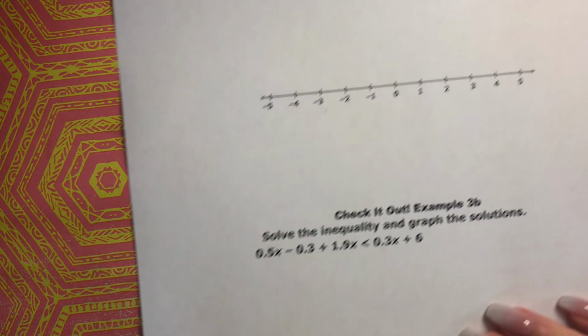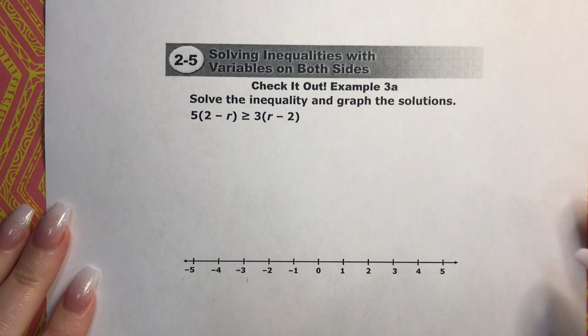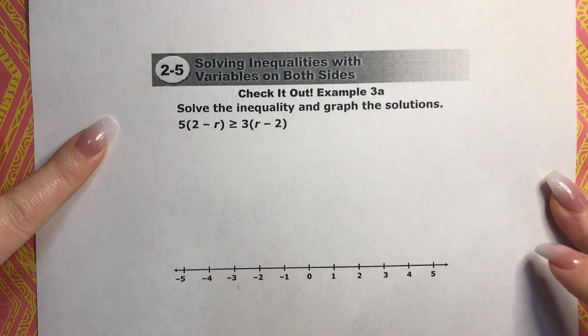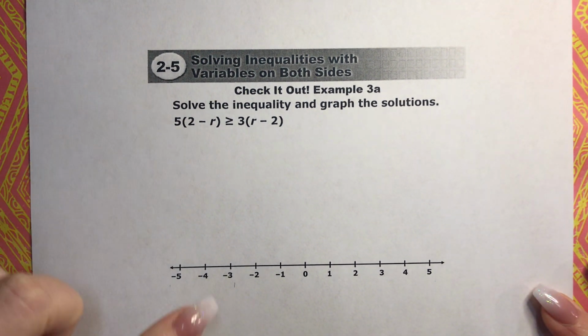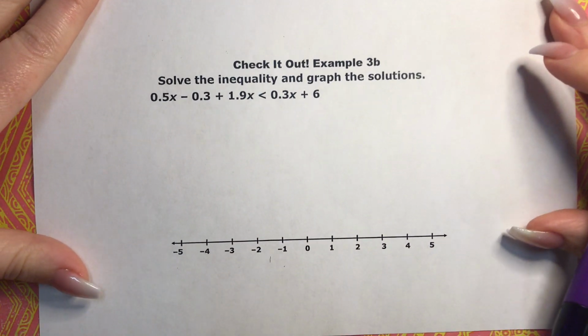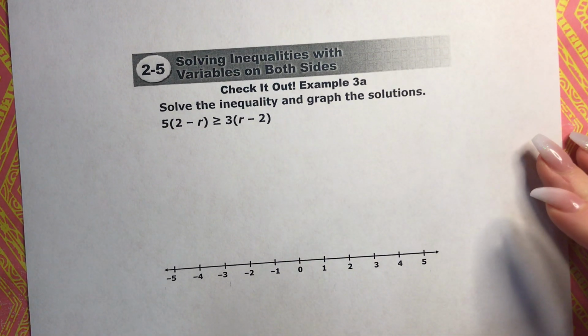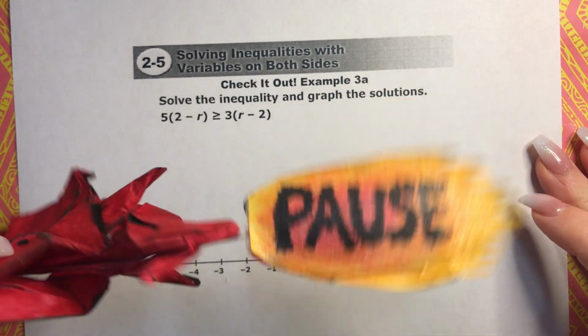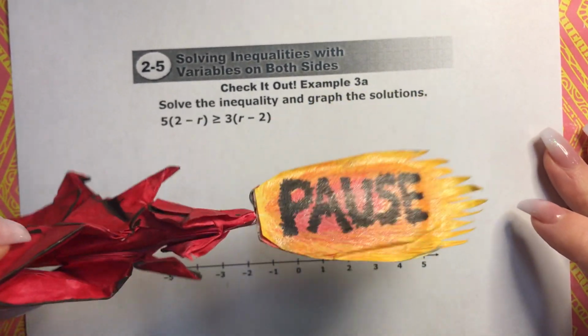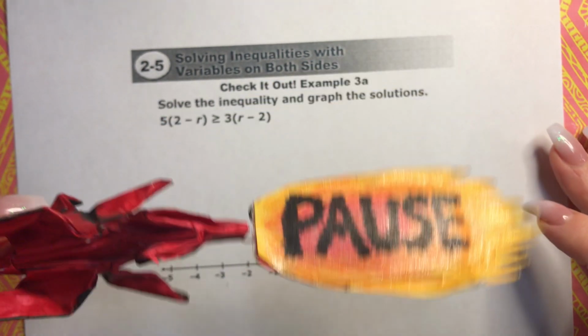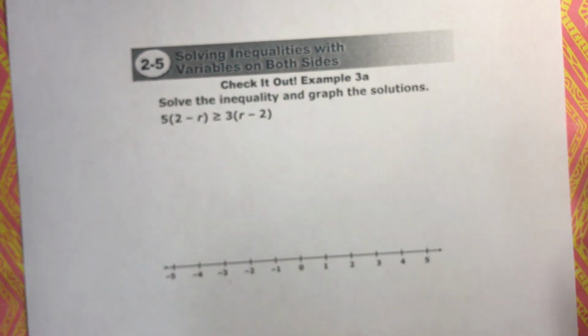Perfect. So now it is your turn to try these problems. So I want you to check out example 3a, solve and graph, and also check out example 3b. So here is my friend the pause dragon flying in, to remind you that you need to pause your device. Go ahead and work out these 2 problems. When you get done, press play and we'll talk about the problems together. All right, see you in a bit.